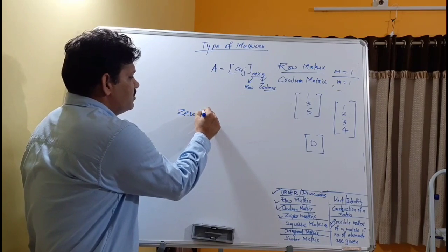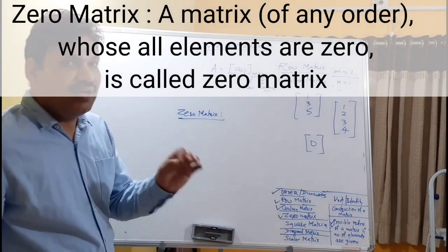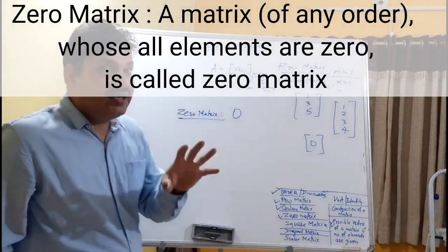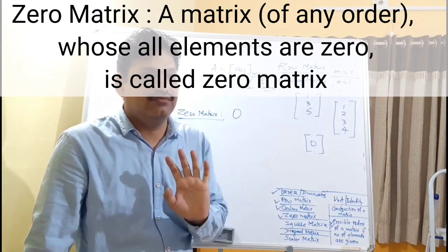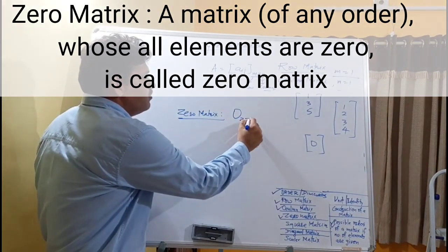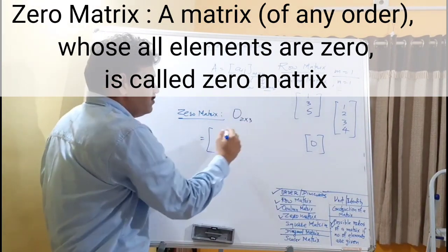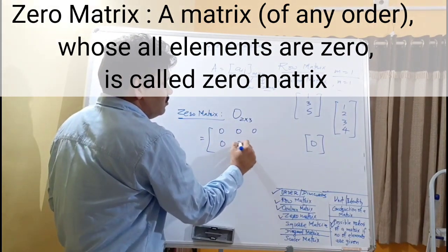What a zero matrix is? A zero matrix is denoted by capital O, and is a matrix all of whose elements are zero. This may have any order. So a zero matrix of order 2 by 3, that is 2 rows and 3 columns, can be given as 0, 0, 0, 0, 0, 0.